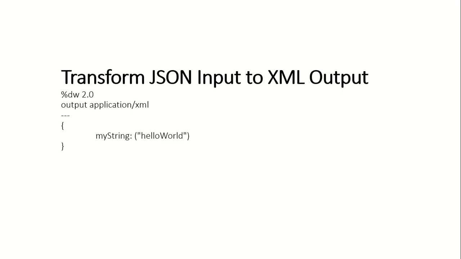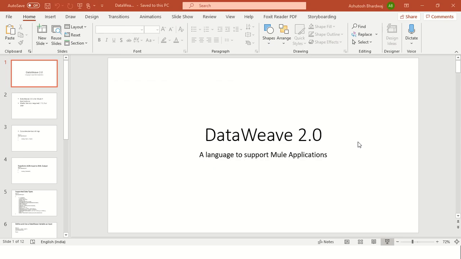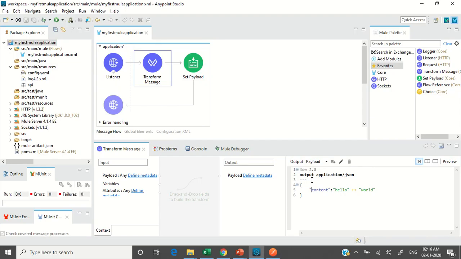Now there is a second operation, which is transforming JSON input to XML output. What we need to do here is just change the second line of the header to application/xml. Now let us do it in our Studio. So what we will do in the studio is change it to application/xml, and we are going to merge it as hello world, because we would like to see whether it will give us the XML output or not.